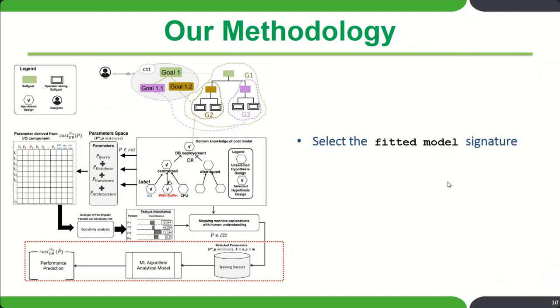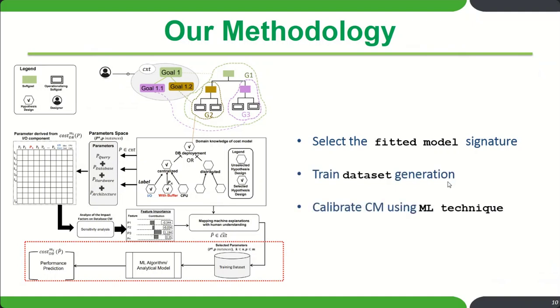In the third step, the last step, we try to use an existing dataset in order to calibrate the parameters of the cost formula. The parameters in this case are all represented as calculated values. For this step, we need, first, to select the fitted model signature; second, to generate the training dataset; and finally, to calibrate the cost model using machine learning techniques.